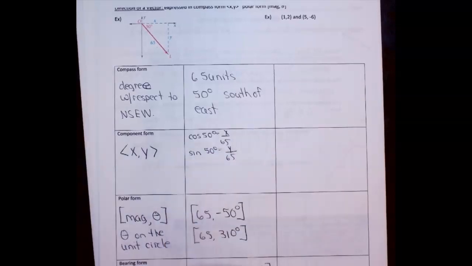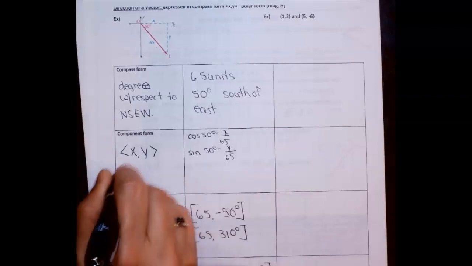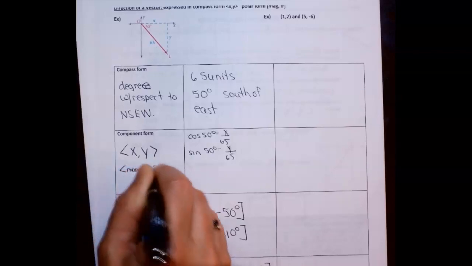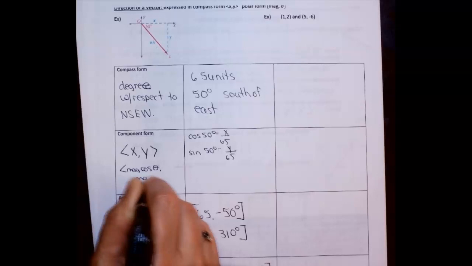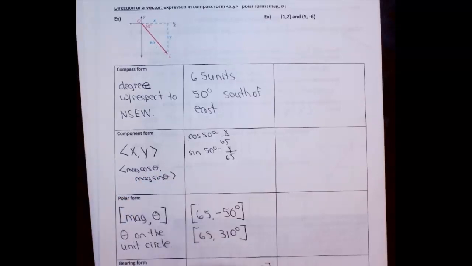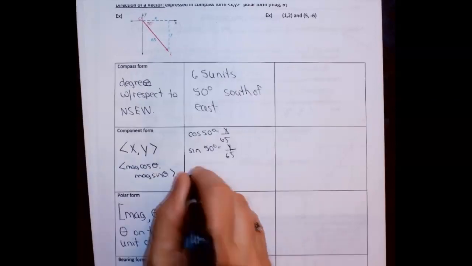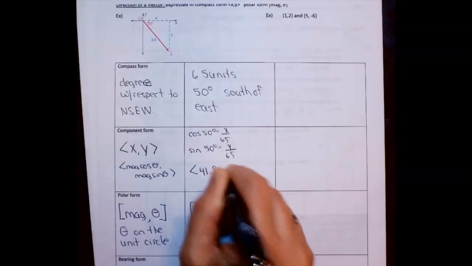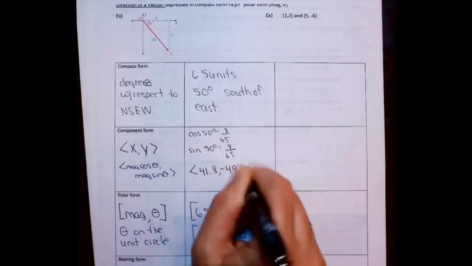Now you can set it up that way, or if you look at the formula on the front, it said to do that we do magnitude cosine of theta, magnitude sine of theta. So you can use that formula, or you can set it up like the following. When I plug that in, I'm coming up with 41.8 comma negative 49.8.